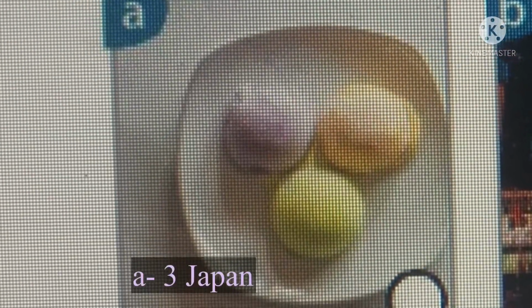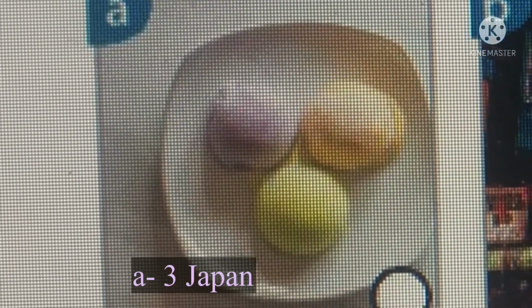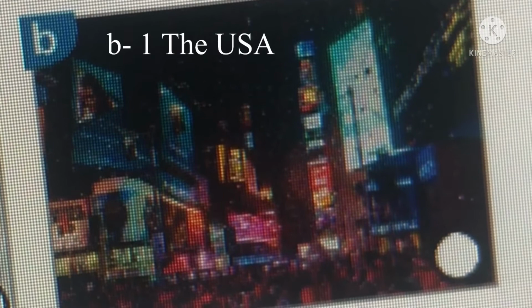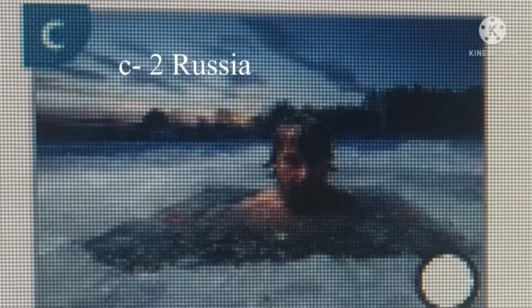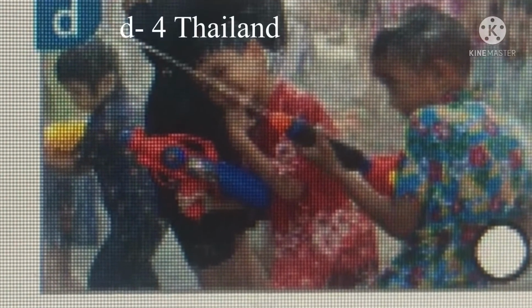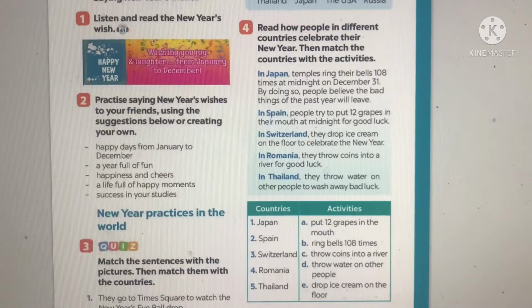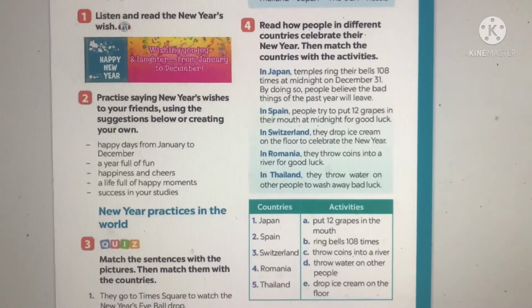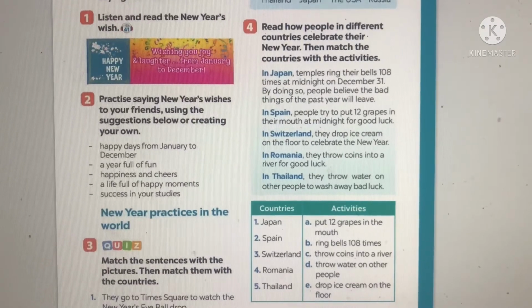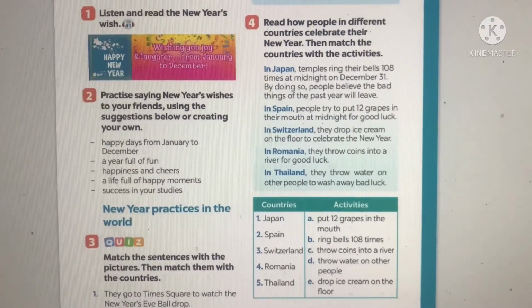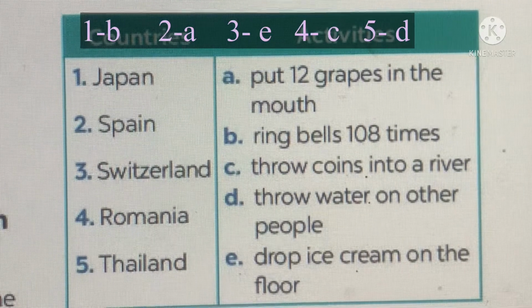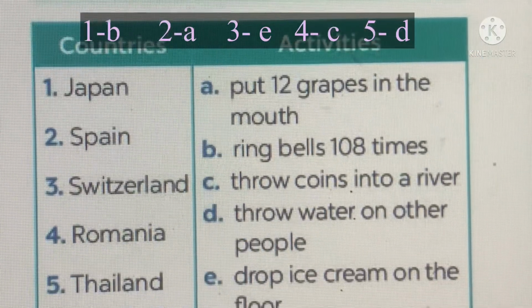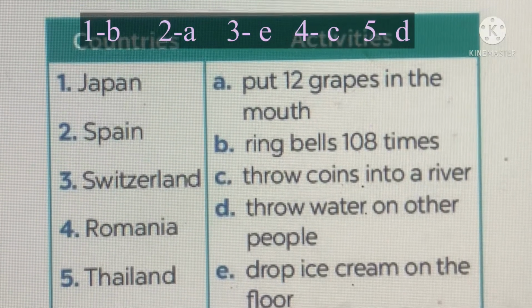And the answer for A is number 3. This is the mochi food in Japan. B and number 1, in the USA, the Times Square. C with number 2, in Russia, they bathe in an ice hole. And D with number 4, people in Thailand often throw water at each other. In this activity, we read how people in different countries celebrate their New Year, then match the countries with the activities. And the answer is number 1 with B, number 2 and A, 3 and E, 4 and C, 5 and D.